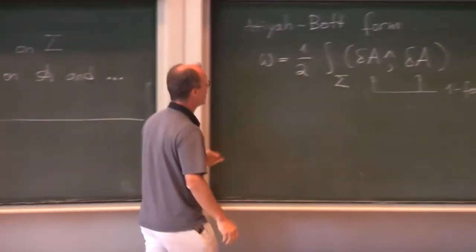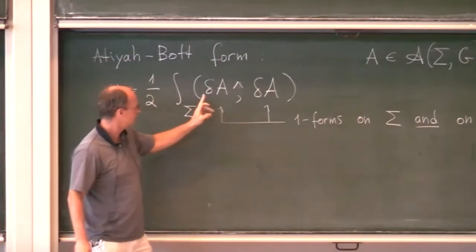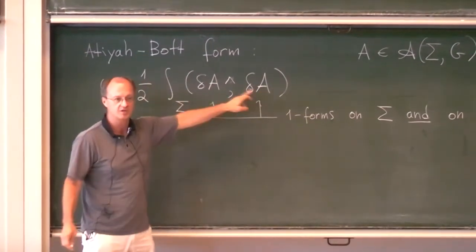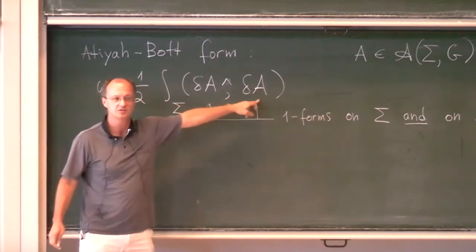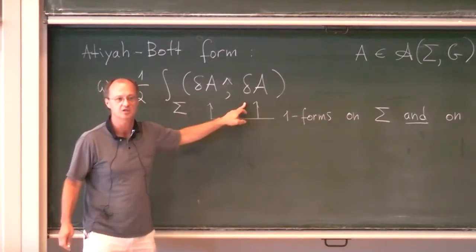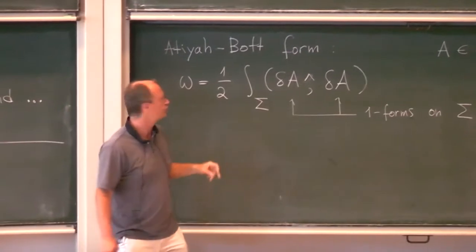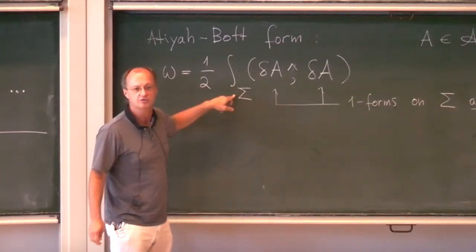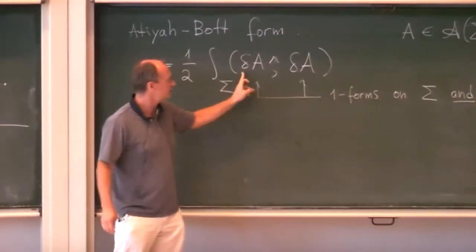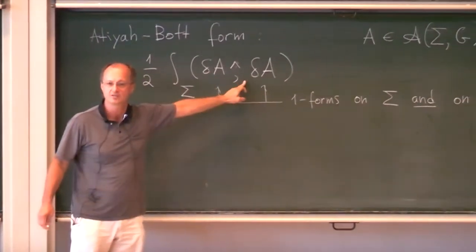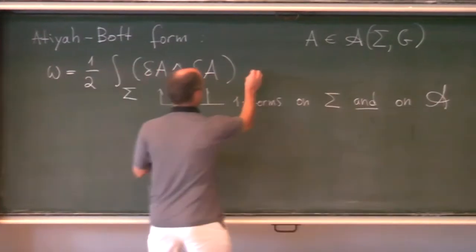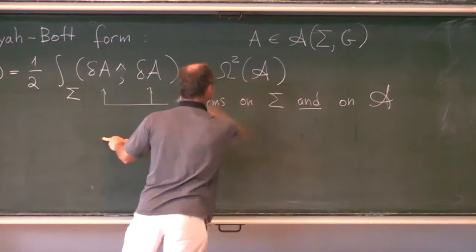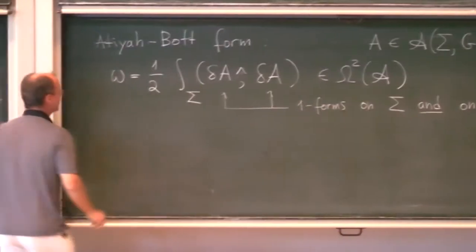Now what happens? So this is a 1 form on sigma, and this is a 1 form on sigma. Here I have the wedge product, and this is a 2 form on sigma. Sigma is an orientable 2 surface, so I can integrate. And that's what I do. I integrate it over sigma, and the result is a 2 form on A.